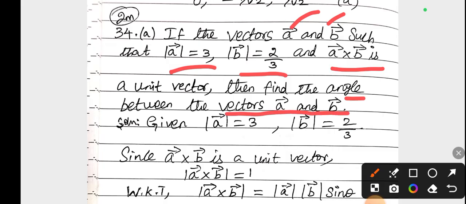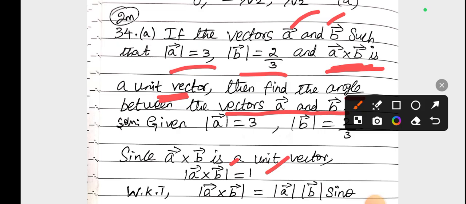So very simple, children. Since it is A vector cross B vector, what are they asking? The angle between, theta, they are asking. Both formulas are there, so which formula can we prefer? They said A vector cross B vector is a unit vector. We all know, children, that the magnitude of a unit vector is 1. A cross B is that something here. So magnitude of A cross B is 1.